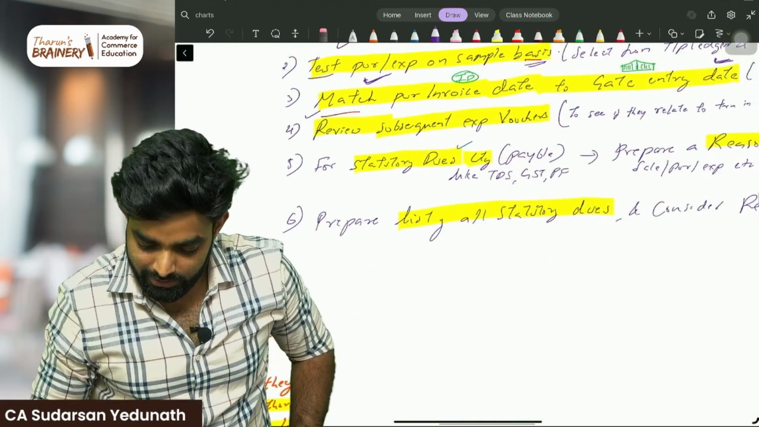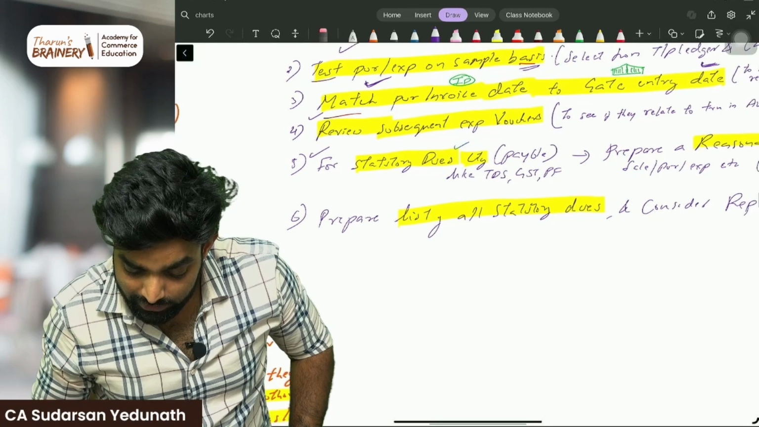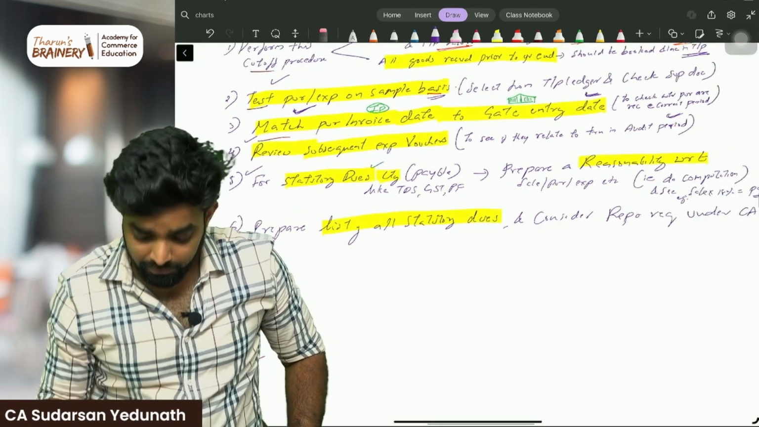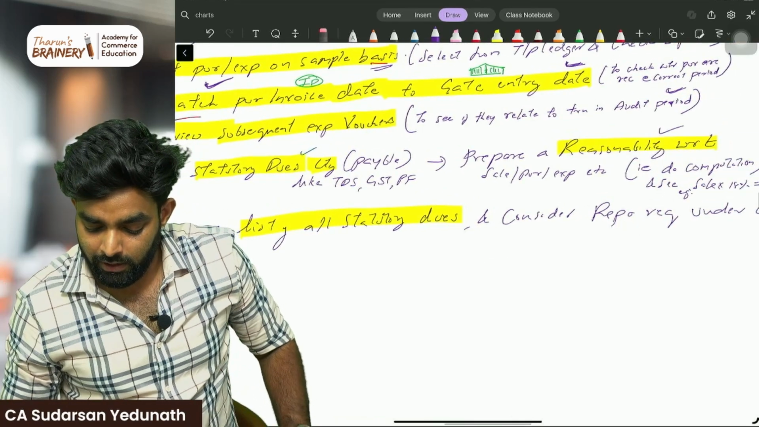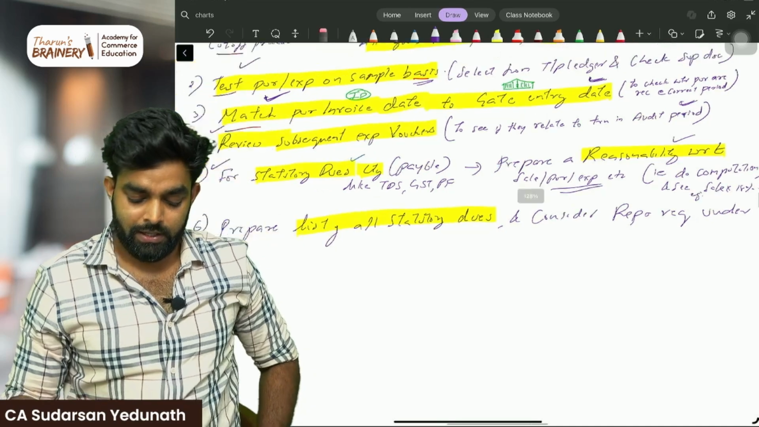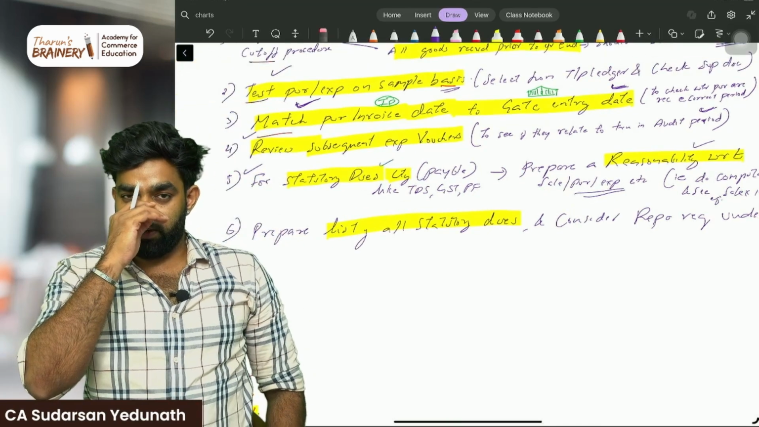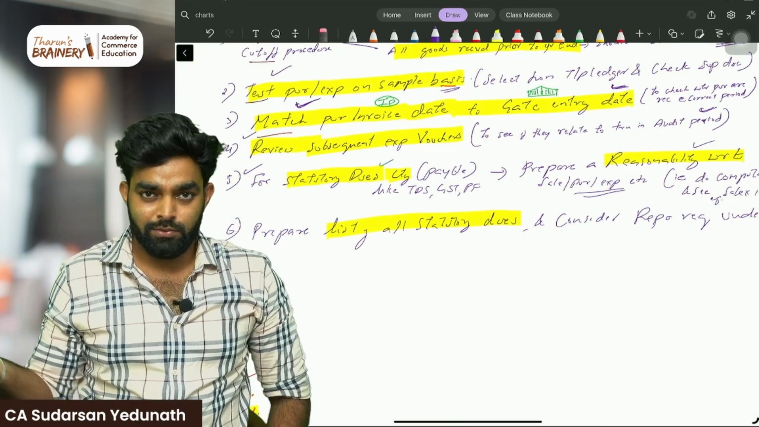Okay, that's it. Then for testing statutory dues liability, prepare a reasonability check with respect to sales, purchases, expenses, etc. Statutory dues liability means that when you are purchasing something, all the GST and these things will be there, right?